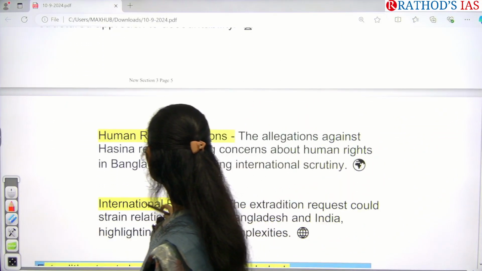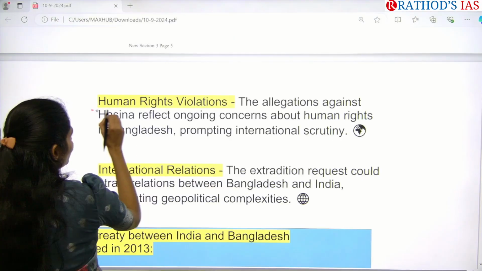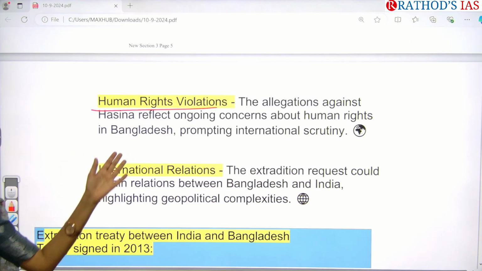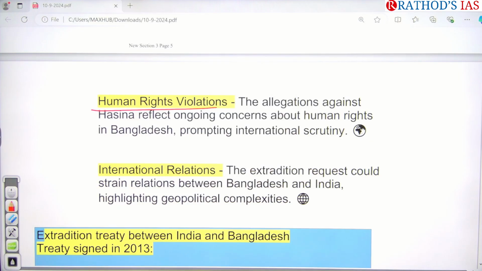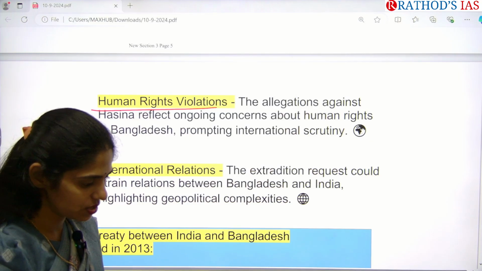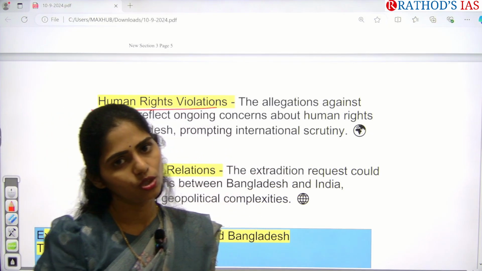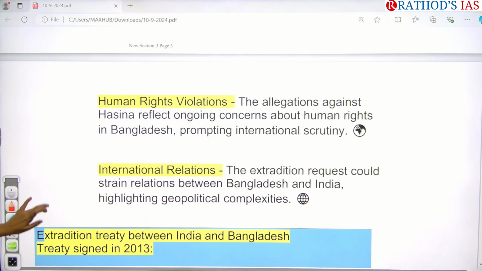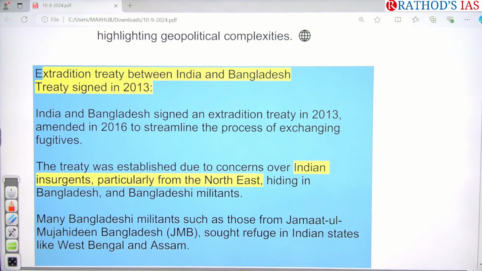And next, we can understand that there are human rights violations. There were many allegations against Sheikh Hasina regarding the violation of human rights, and because of this they are prompting international scrutiny. Other countries are also saying that we have to go for scrutiny of this human rights violation which happened in Bangladesh. Now see the extradition treaty between India and Bangladesh, which was signed in 2013.